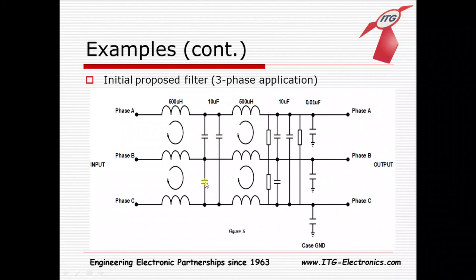Then immediately following it, we've got 3 X capacitors. These are going between the lines, X capacitors, at 10 microfarads each. And then a second common mode choke. Again, all 3 of the lines on the same core, 500 microhenry.